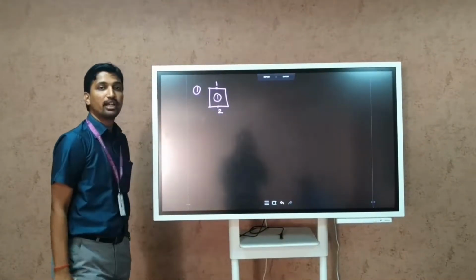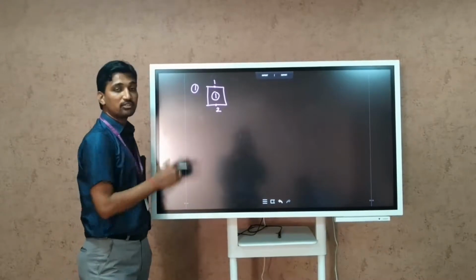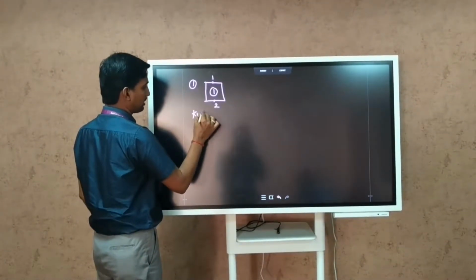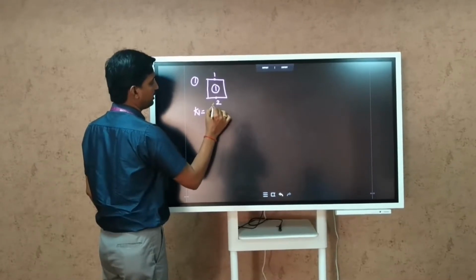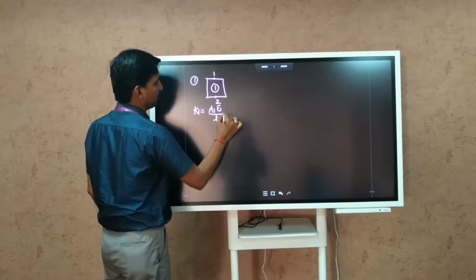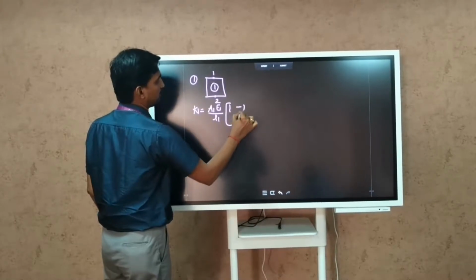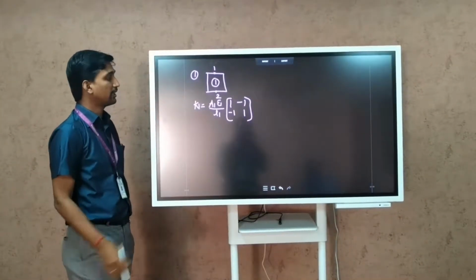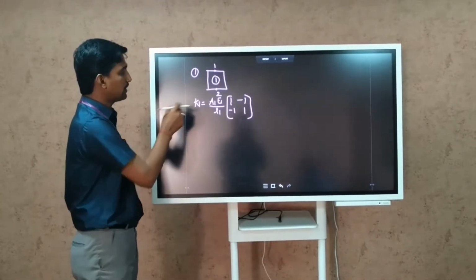First, we have to find out the stiffness matrix of element 1. Now I am going to write the stiffness matrix over here. The formula to find the stiffness matrix is A1 E1 divided by L1, times the matrix [1, minus 1; minus 1, 1]. This is the formula through which we can easily find the stiffness of this particular element.